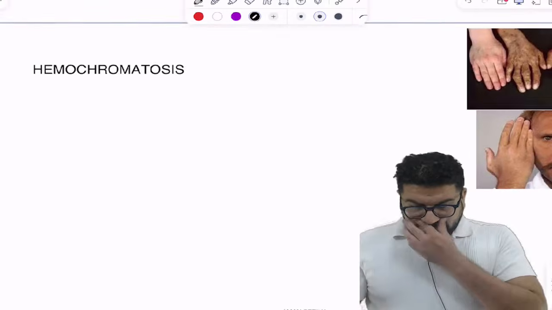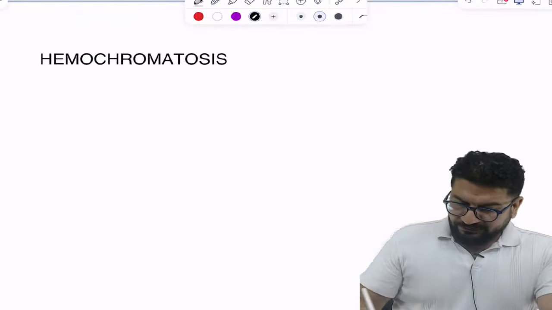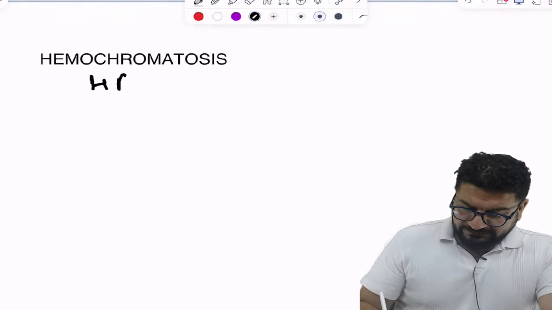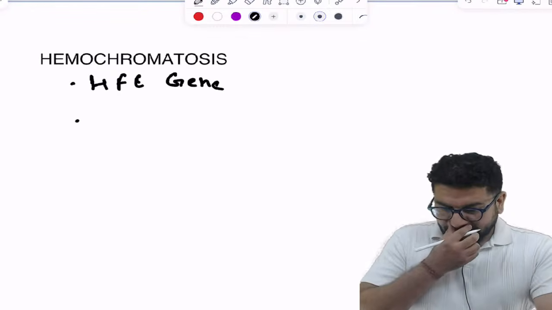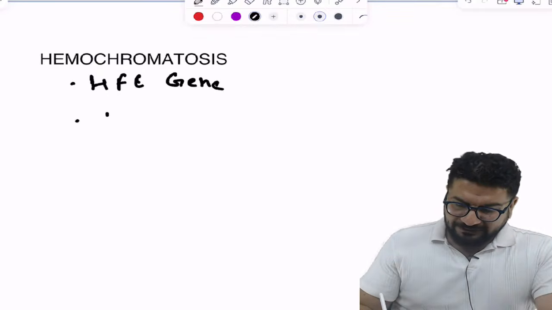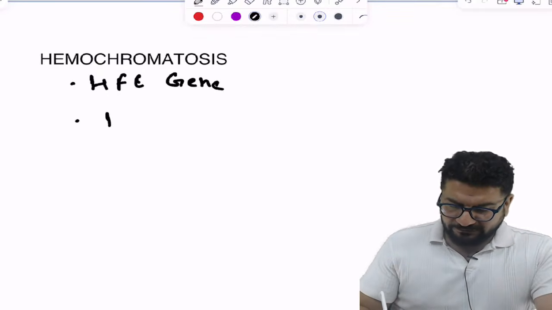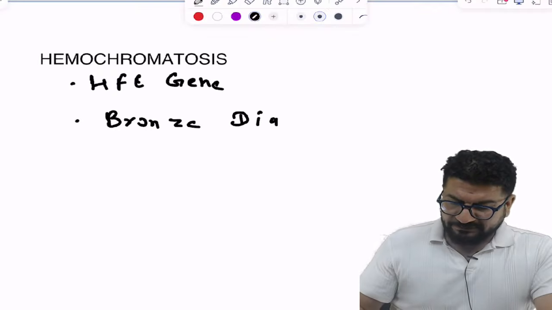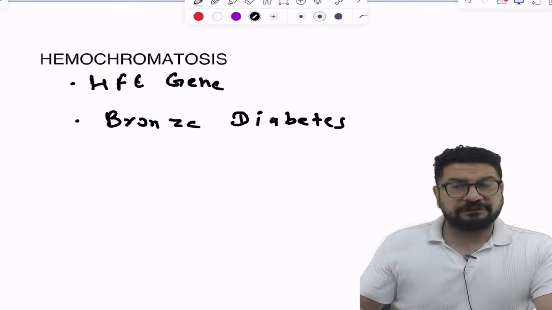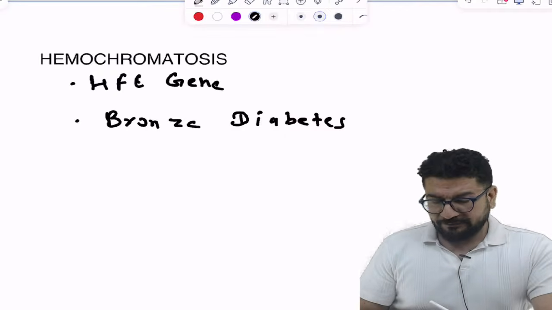Okay, now understand. Hemochromatosis से क्वेश्चन क्या पूछते हैं? They ask you what is the name of gene. So it is HFE gene. It occurs because of HFE gene. And there is iron accumulation in different organs. So there is bronzing of skin. Iron accumulation in pancreas can lead to decreased insulin release. So इसको हम बोलते हैं bronze diabetes.